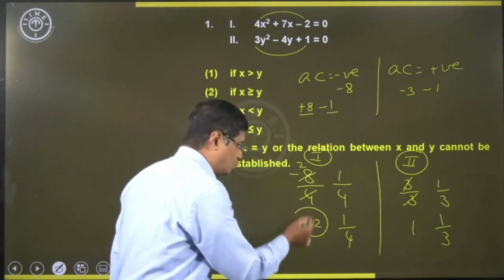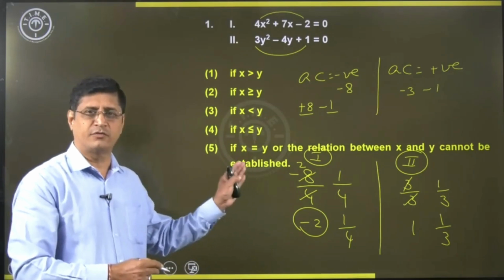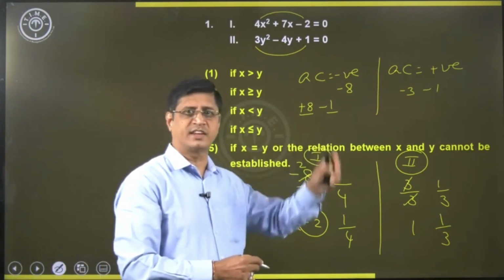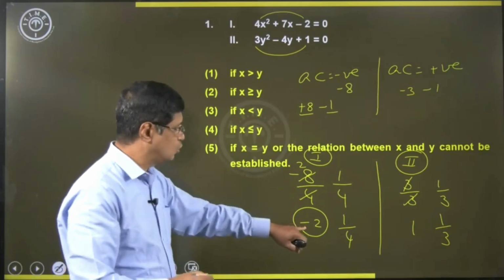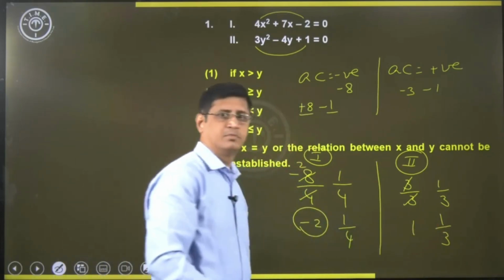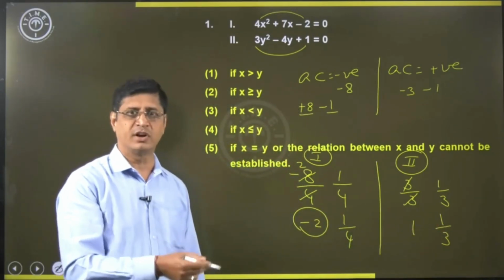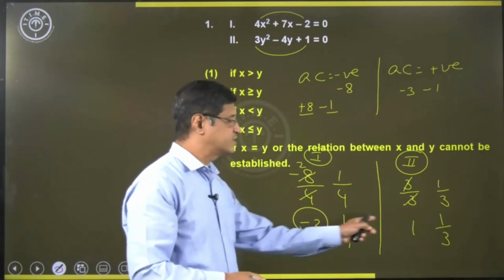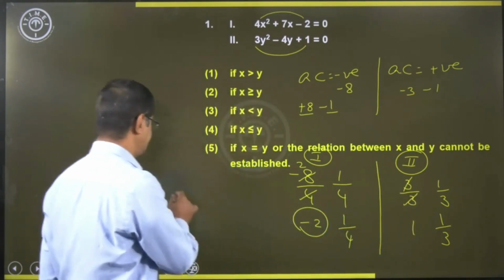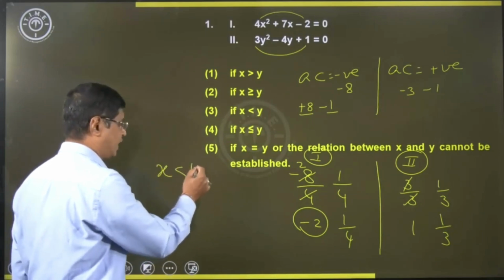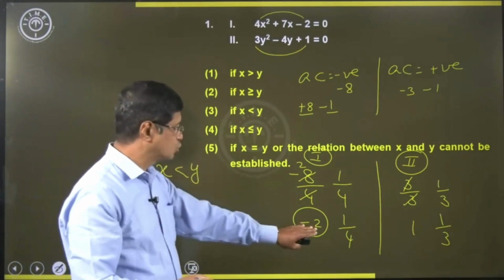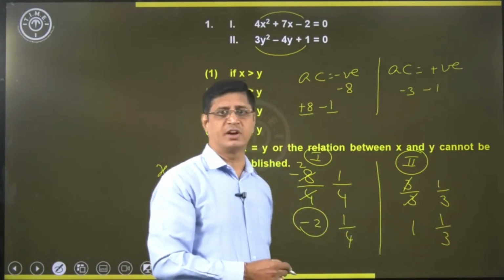-2. Just observe the roots of the first quadratic equation, compare with the roots of the second quadratic equation. -2 is less than both the roots of the second quadratic equation. Negative value is less than the positives. So x is less than y. I am comparing -2 with both the roots of the other quadratic equation.